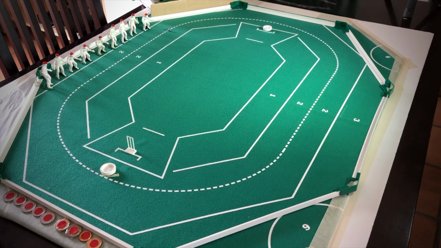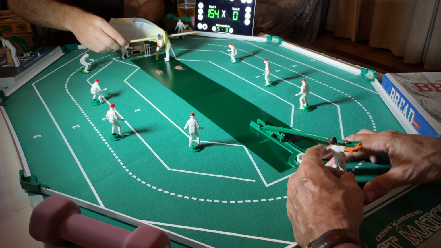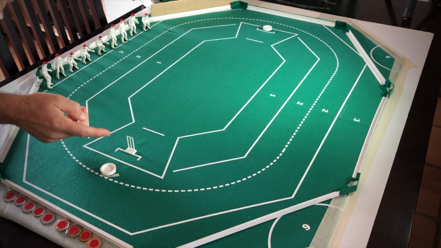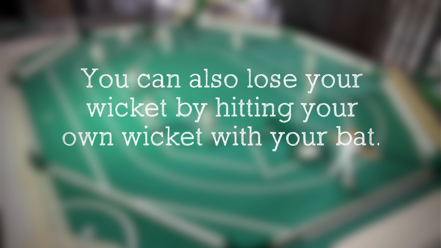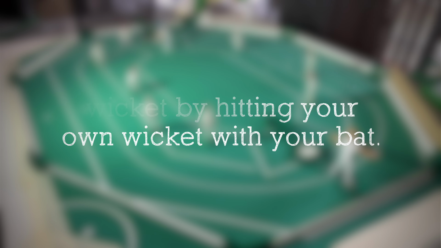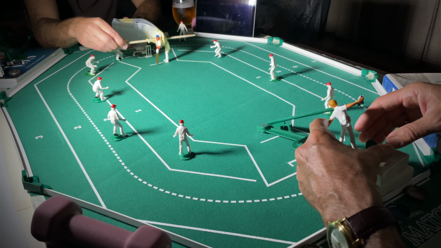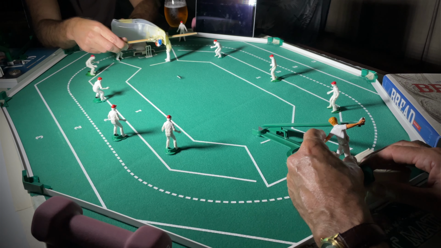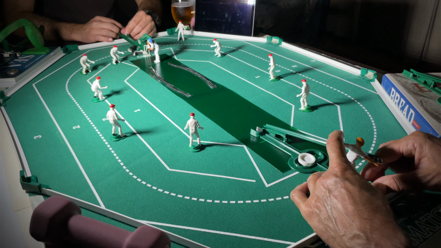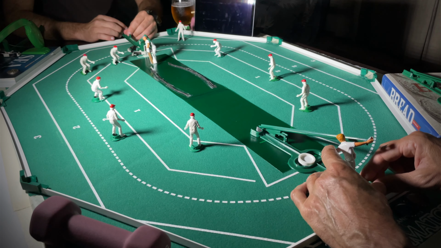Then there are different ways of getting dismissed as a batter. You can get bowled, that's when the ball hits the wicket. You can get caught, that is when the batter hits the ball and it lands between the legs of one of the fielders. You can also slightly hit the ball or just get a touch, and if that ball then gets caught by the wicket keeper, that's also caught behind.